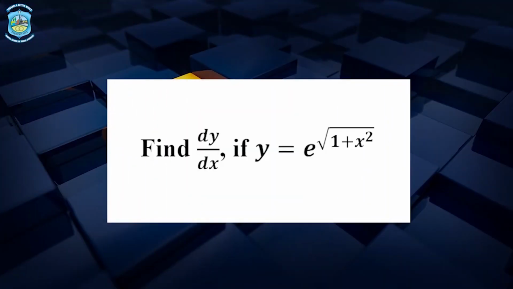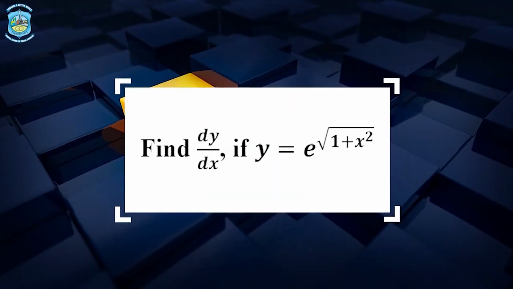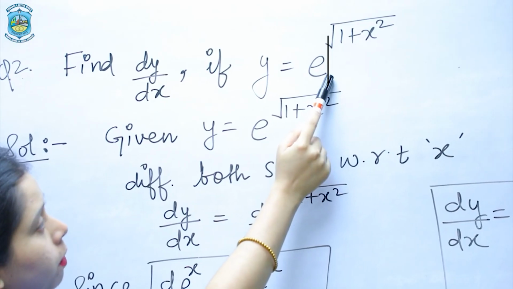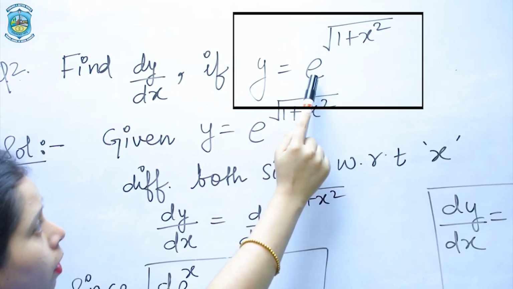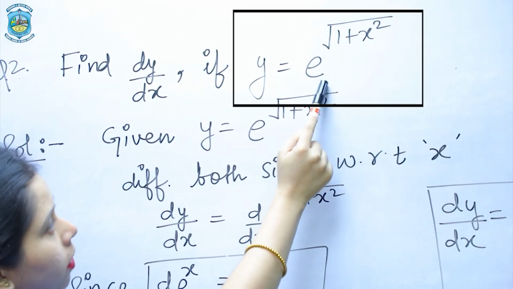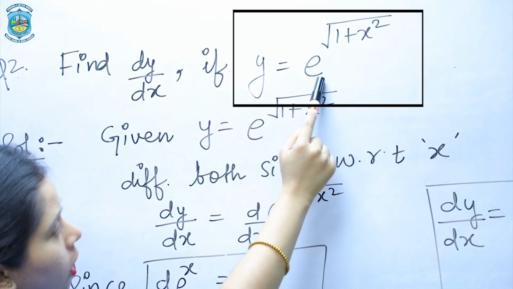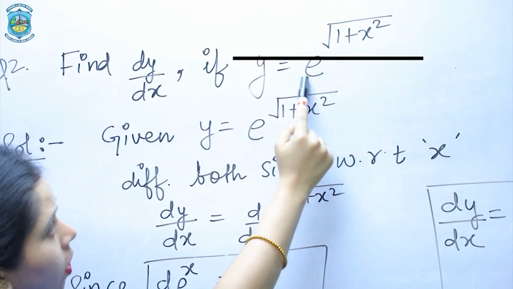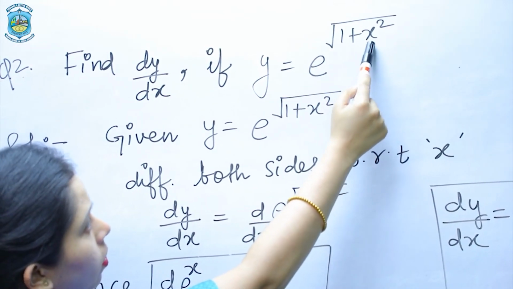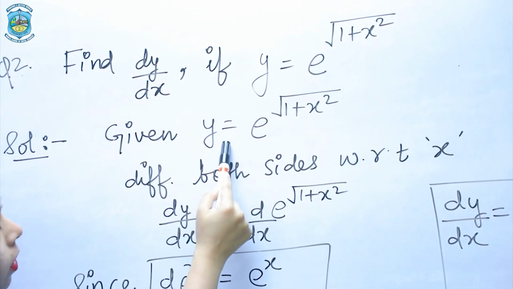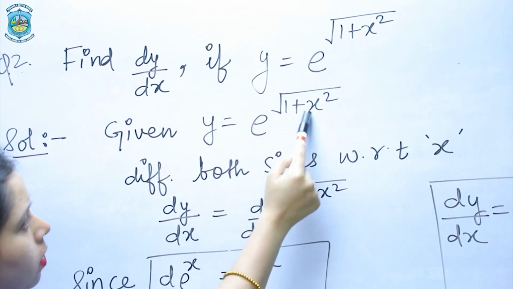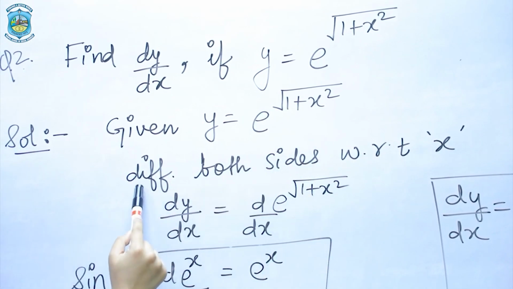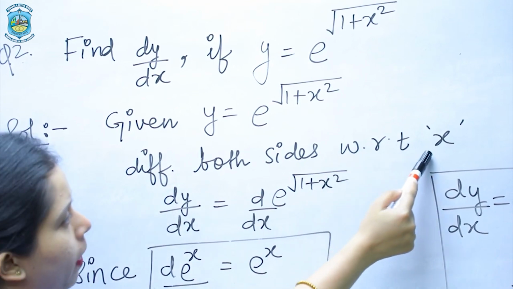Find dy by dx if y is equal to e raised to the power square root of 1 plus x square. So in this particular example, we are having function of function, that is composite function. Here we are having exponential function, and within that exponential function we are having algebraic function. So we will write the given function y is equal to e raised to the power square root of 1 plus x square. Now we will differentiate both sides with respect to x.